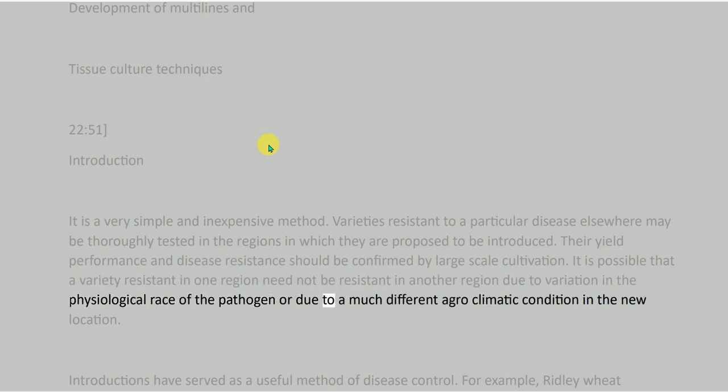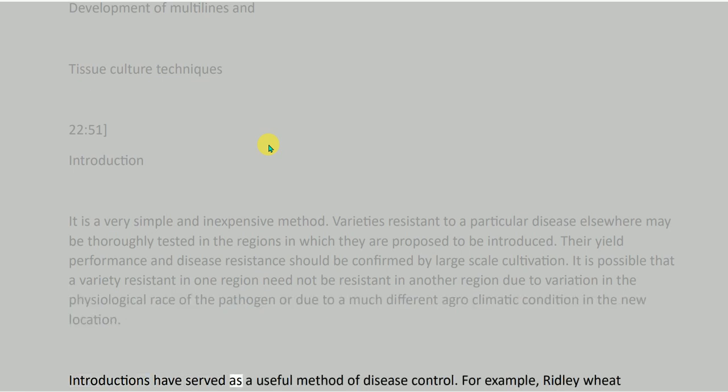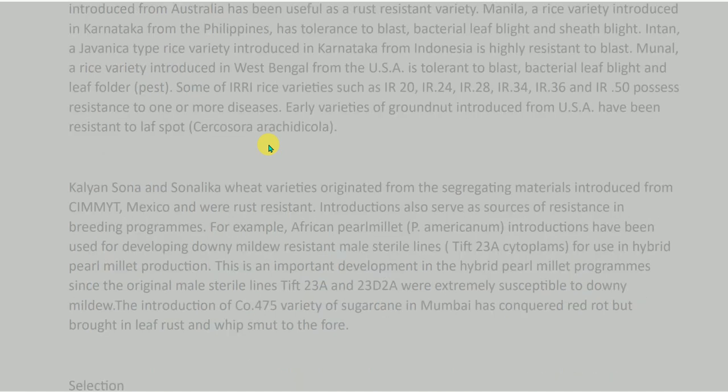Introductions have served as a useful method of disease control. For example, Ridley wheat introduced from Australia has been useful as a rust-resistant variety. Manila, a rice variety introduced in Karnataka from the Philippines, has tolerance to blast, bacterial leaf blight and sheath blight. Intan, a Javanica-type rice variety introduced in Karnataka from Indonesia, is highly resistant to blast.